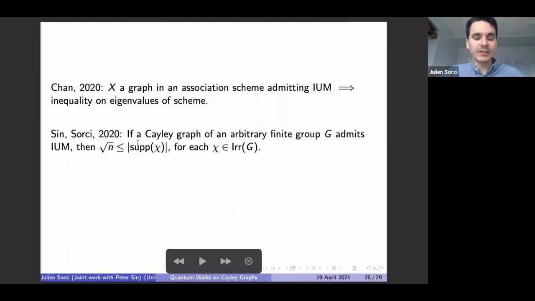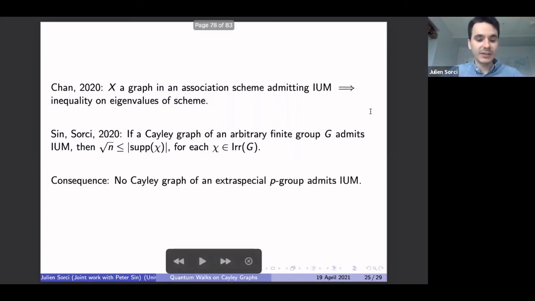And so observe that this result doesn't have anything to do with the connecting set. We just need that the connecting set is still a union of conjugacy classes. Other than that, this necessary condition only has to do with the character table of the group. It's telling us that if we're going to get instantaneous uniform mixing, then the characters of our group can't vanish too much.